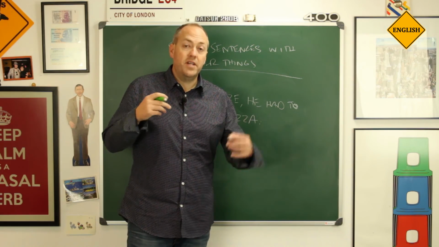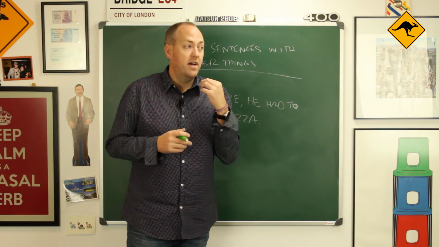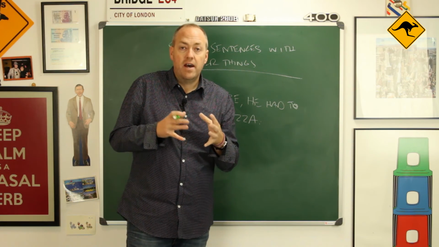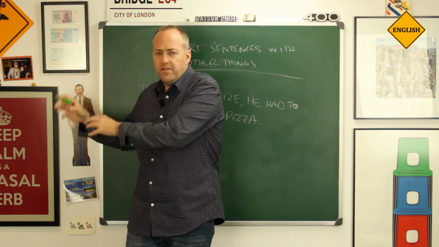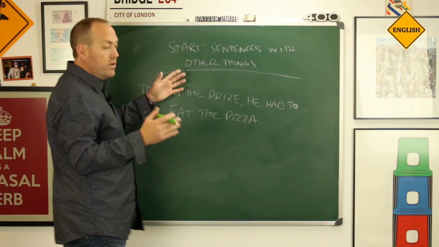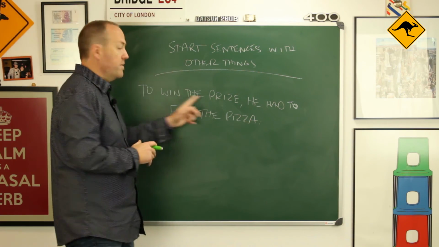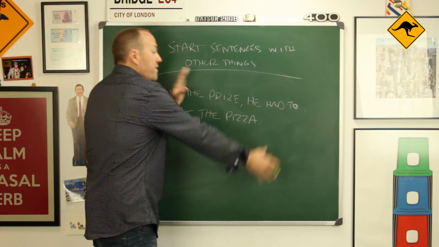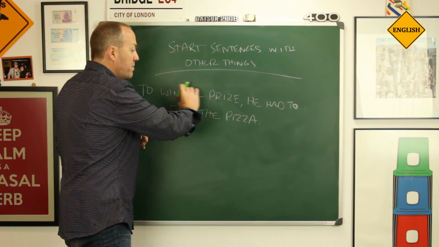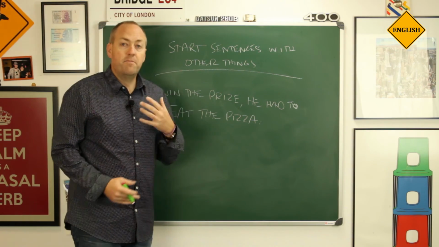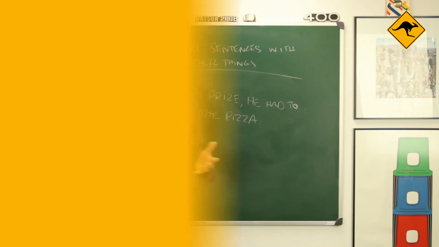So my final tip is for you to start your sentences with something other than a noun or an article. Mix it up, because otherwise maybe it can sound repetitive if you have the subject repeated a lot. So, you know, maybe normally you would write, "He had to eat the pizza to win the prize." But let's take it off and let's move it around. So we're going to start the sentence with this phrase here. "To win the prize, he had to eat the pizza." And it just helps to make your writing more interesting.